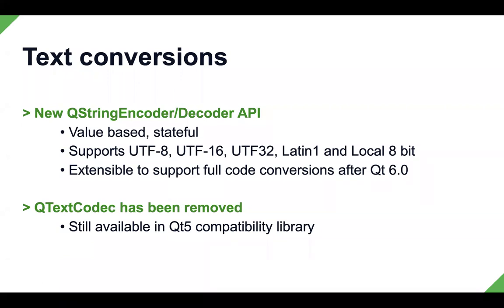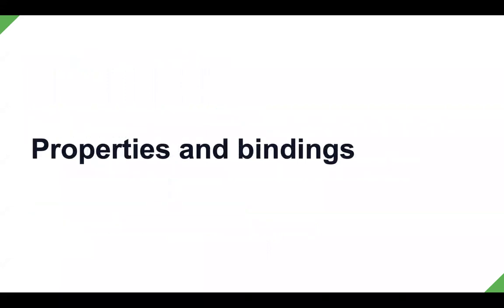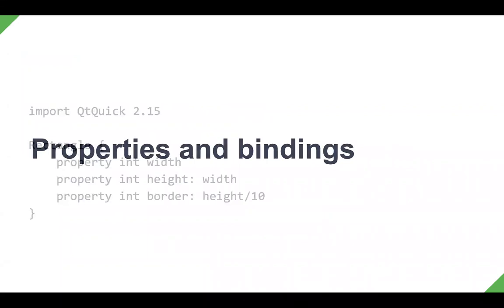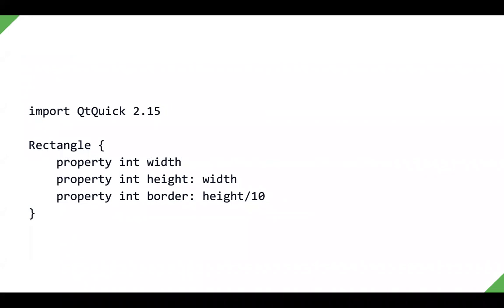Let's move a little bit onwards. The next big change that we've been doing is when it comes to our property system and bindings. You probably all know about bindings in Qt Quick. In Qt Quick, you can declare a rectangle, give it a couple of properties, and you can bind, for example, the height property to the width property. So whenever the width property changes, the height will get adjusted automatically. And the border, that's a tenth of the height.